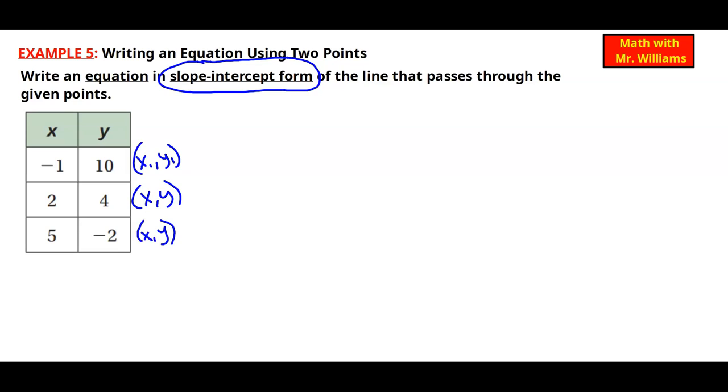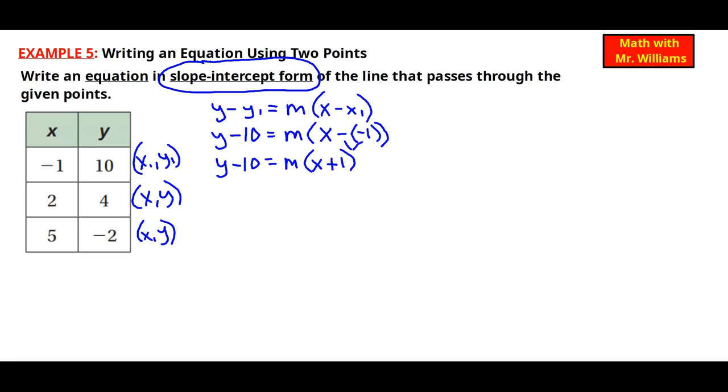Let's start off by writing down our point slope format. Let's substitute our x1, y1 in to start with. Okay, we substituted our 10 and -1 in. Now let's go ahead and simplify that down because we know we can't have that minus a negative, giving us x plus 1 on the right.